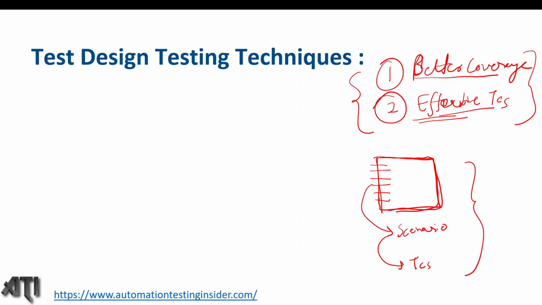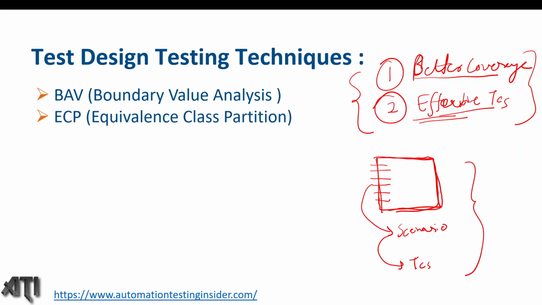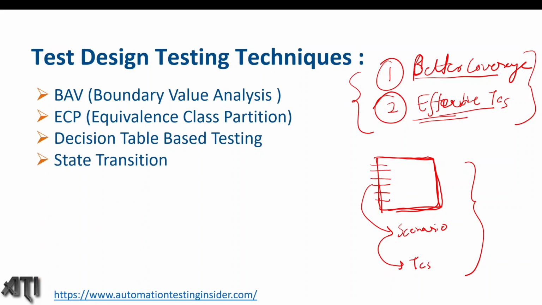So let's talk about what testing techniques are available, guys, test design testing techniques. We have boundary value analysis. This is the first one, boundary value analysis. We have equivalence class partitioning. Third is decision table testing. State transition, and the fifth one is error guessing testing. So these are the 5 types of test design testing techniques, guys. Let's talk about each one of them in detail in the coming slides.